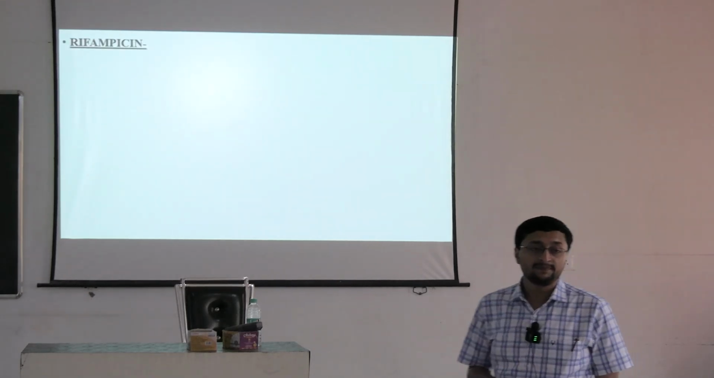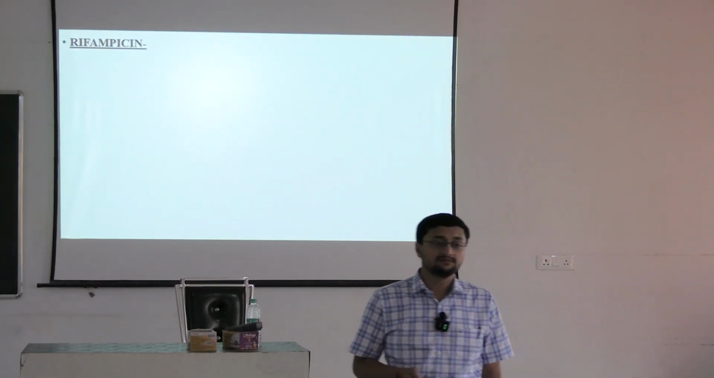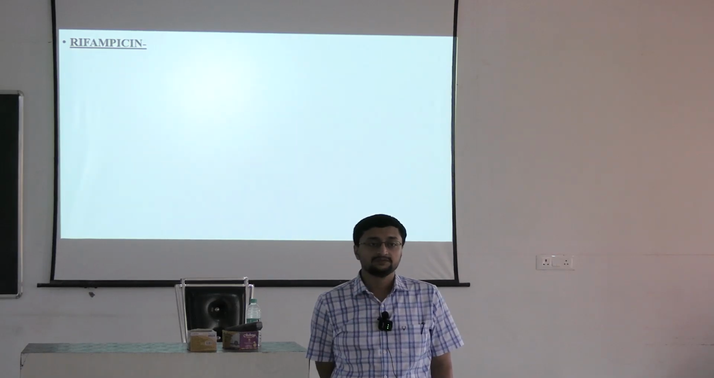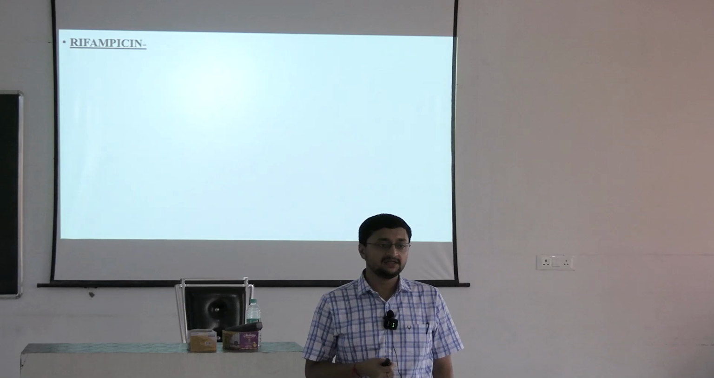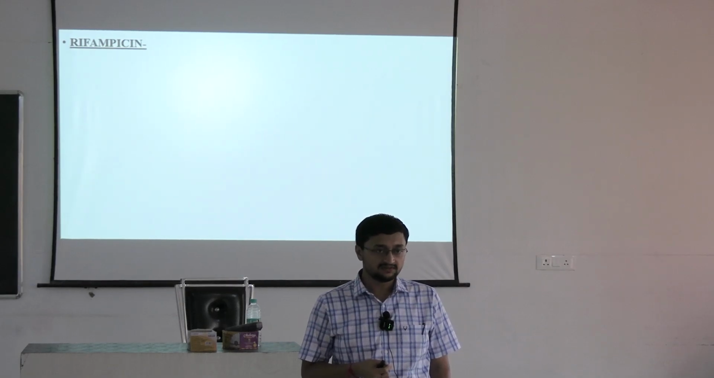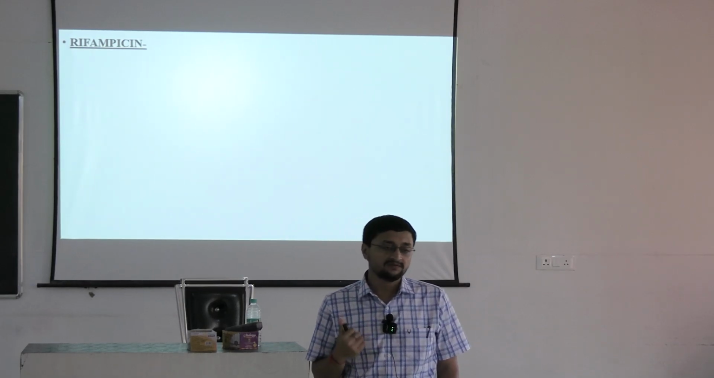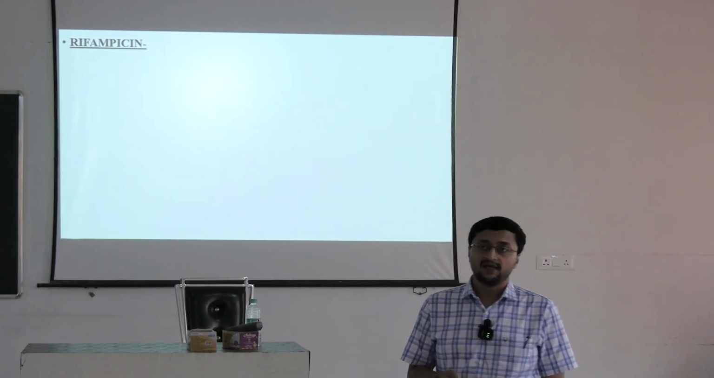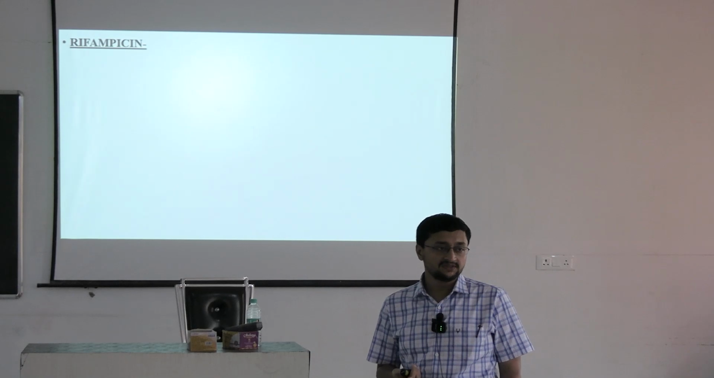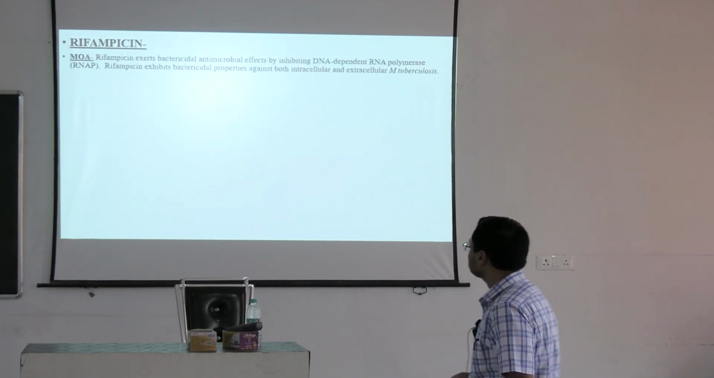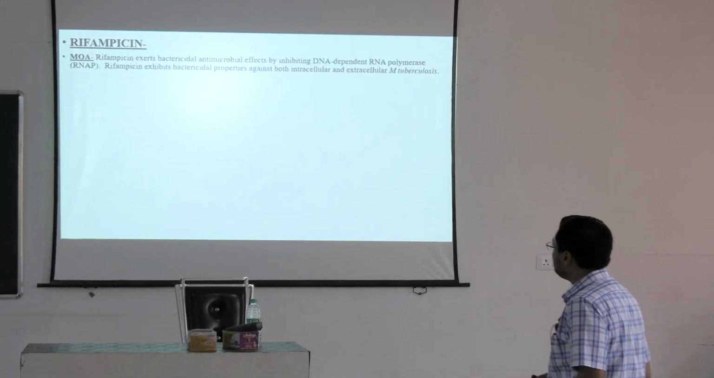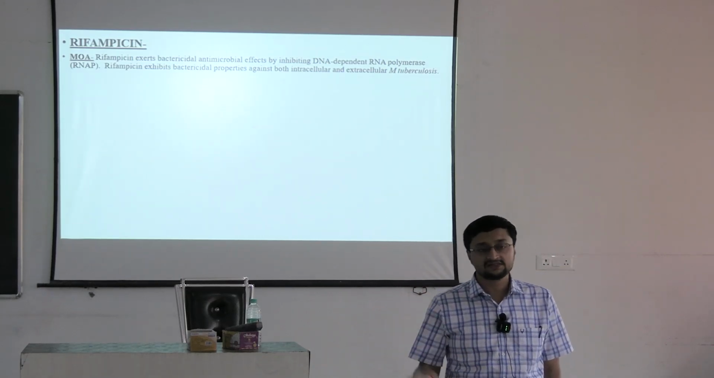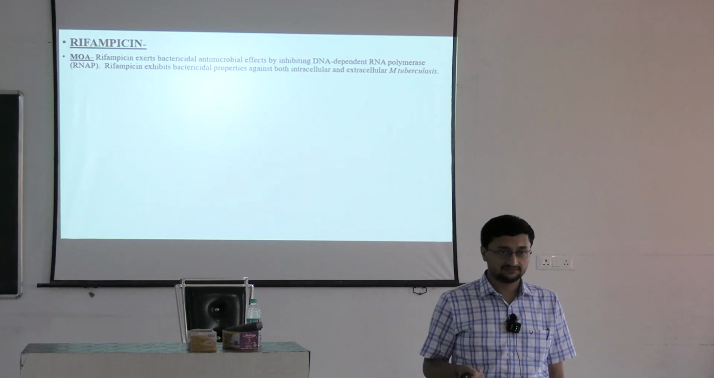So now rifampicin, any idea of the mechanism of action of rifampicin? You have heard about the DNA dependent RNA polymerase, right? This is an enzyme. Rifampicin inhibits the DNA dependent RNA polymerase, and it is encoded by the RPOB gene, as I have already mentioned. This is also a bactericidal agent against the intra and extracellular bacilli, right?